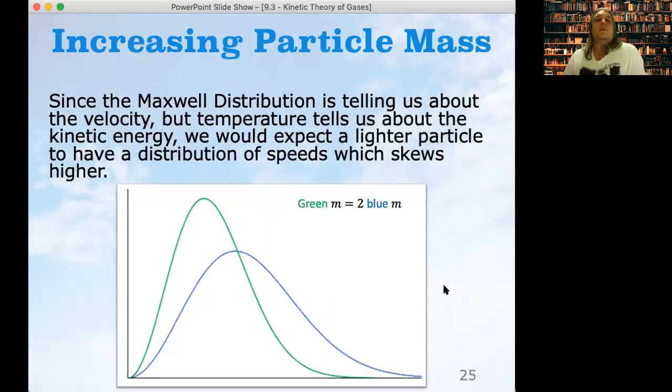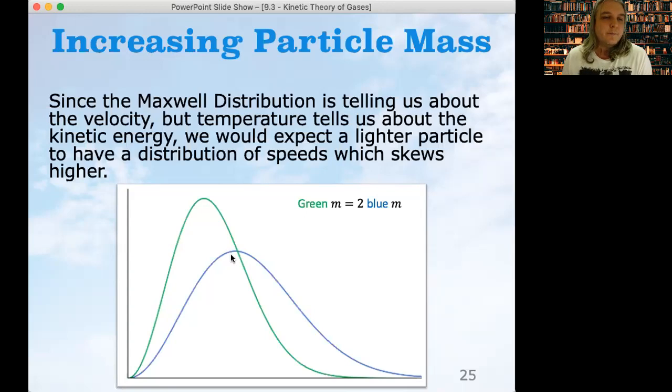So what happens to this distribution as we change some of the properties of our system? Since the distribution is telling us about the velocity, but we know temperature relates to kinetic energy, which has mass and velocity in it. So if we have a heavier particle, it should have less velocity, right? Because of half mv squared, if m is going up, but we're keeping the kinetic energy the same, then that means that the velocity can go down, or will go down. And that's indeed what we see.